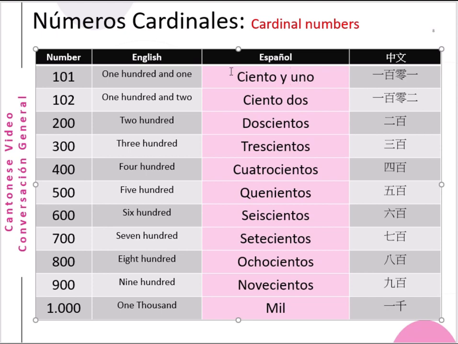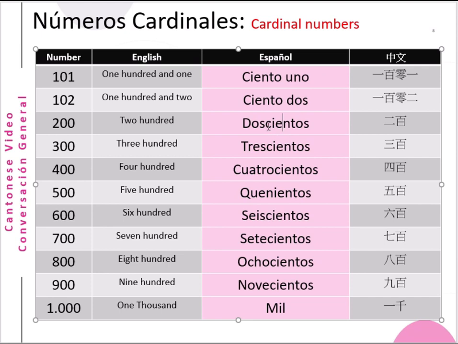In English, we may say one hundred and one, but in Spanish, we just say ciento uno. We don't need an "and" between the two words. Ciento uno, 102, ciento dos, 103, ciento tres, 104, ciento cuatro, and etc.